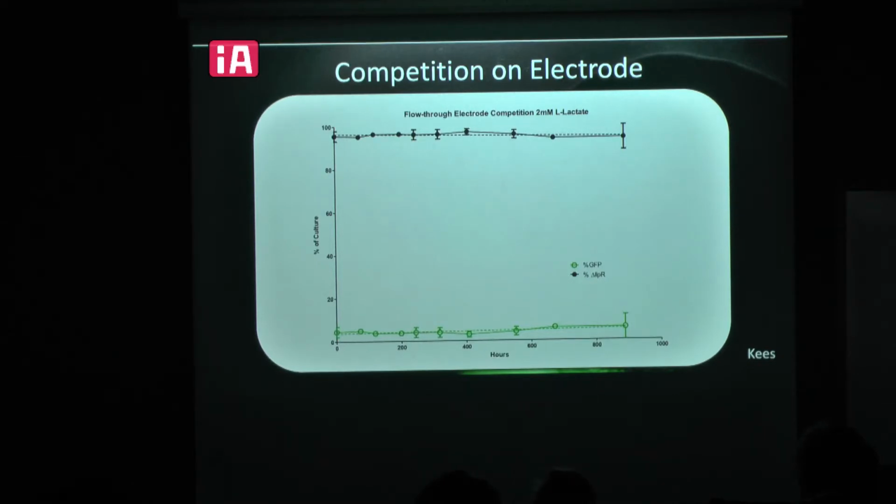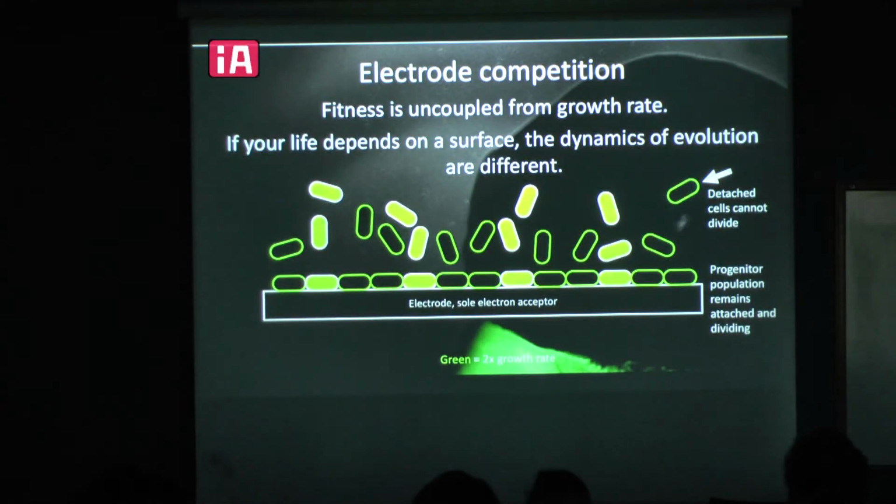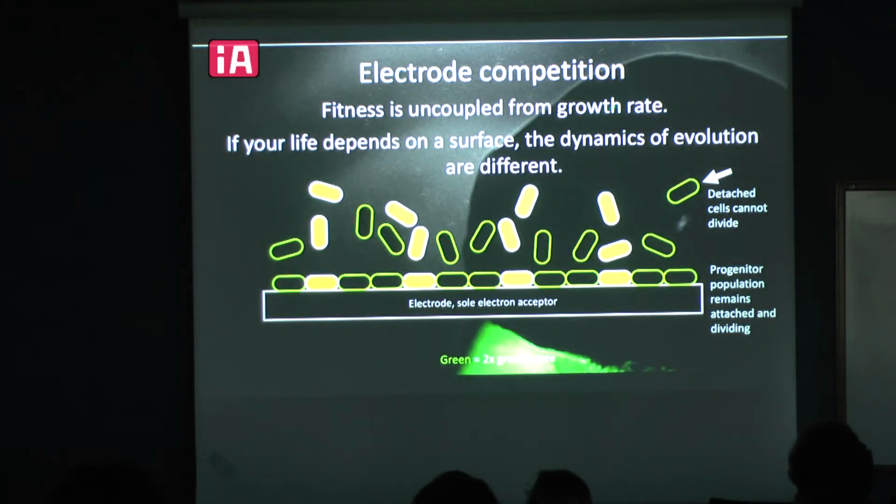And so what's really interesting about this, now again, it's an engineered system, but it must reflect some aspects of life depending on a surface out in the environment. I just don't know exactly what that is yet. But it seems to verify this idea that fitness can be uncoupled from growth rate if your life depends on a surface. So therefore, the dynamics of evolution could be different on a surface.